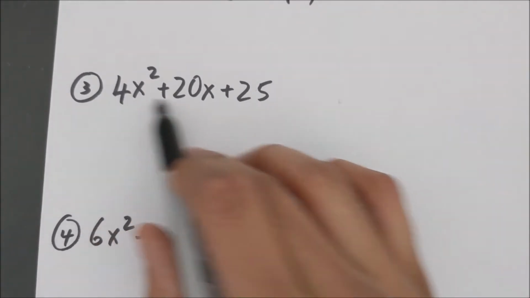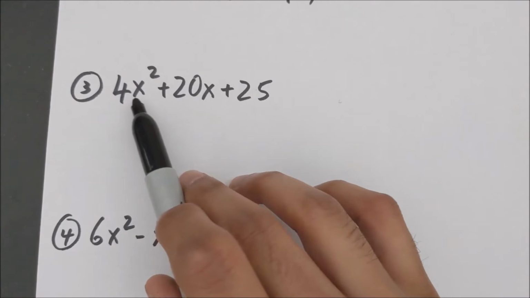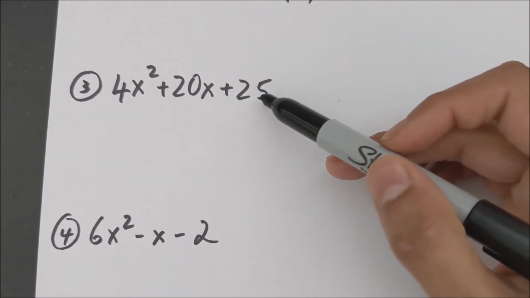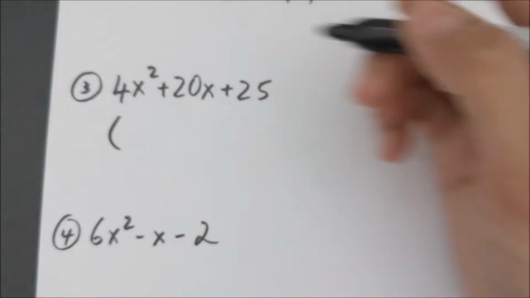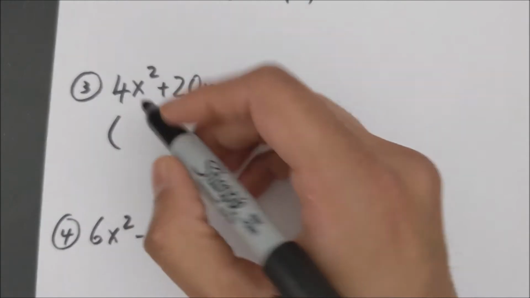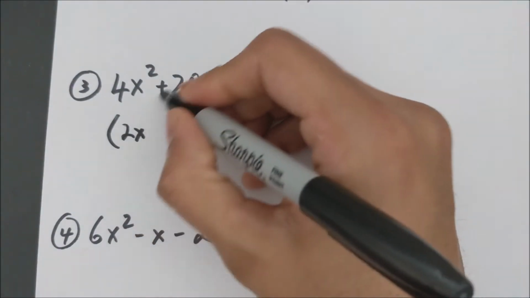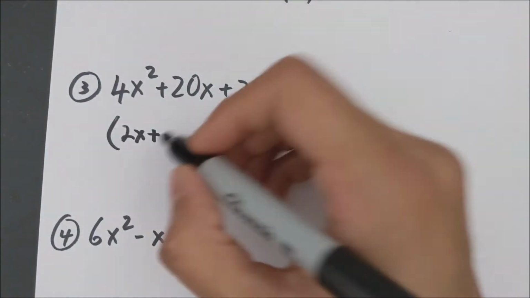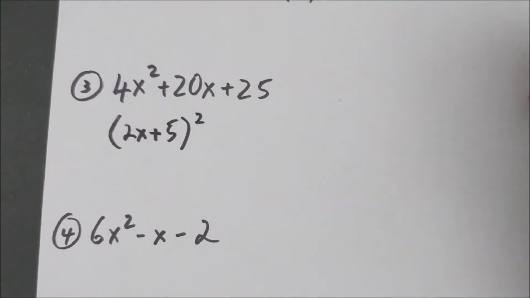This one here, it might look like a trinomial with the man method again, but it's actually a perfect square, and the reason why is the first term is square rootable and the last term is square rootable as well. So for a perfect square, you just square root the first term. The square root of 4x squared is 2x. You always take the sign from the middle, so plus, and you always square root the last number, which is 5, and then you put a square outside it.